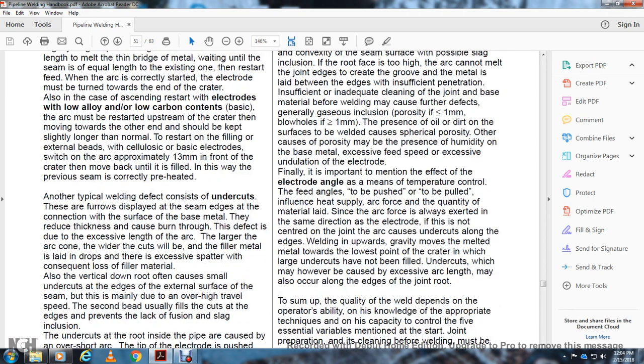Finally, it's important to mention the effect of the electrode angle, which is made with the temperature control of the feed angle, to be pushed or pulled, with the influence of the heat supply, the arc force and the quantity of material laid, with the arc force exerted in the same direction.